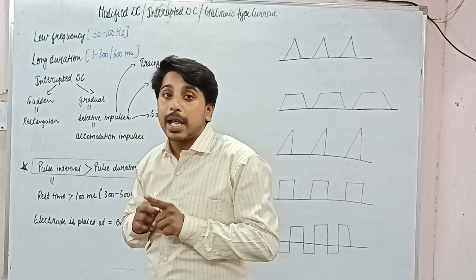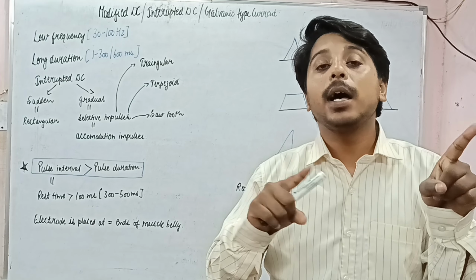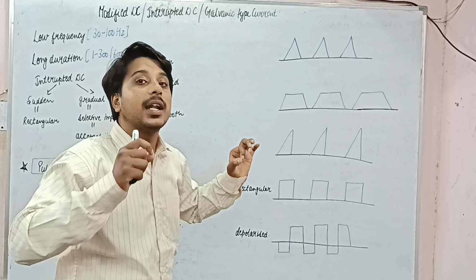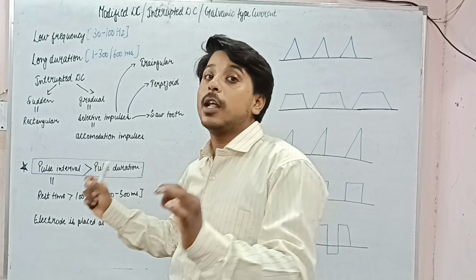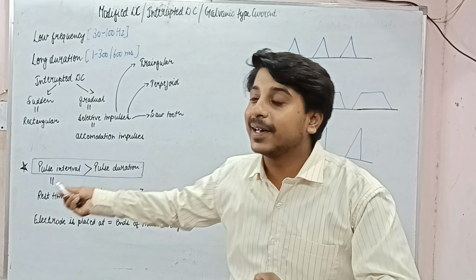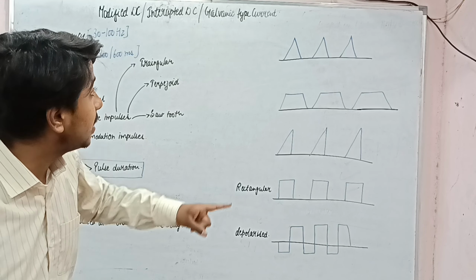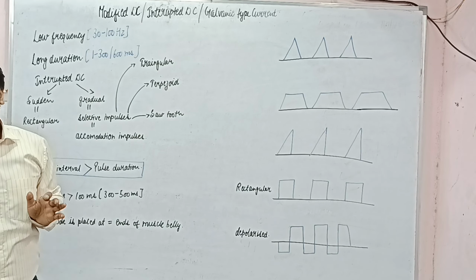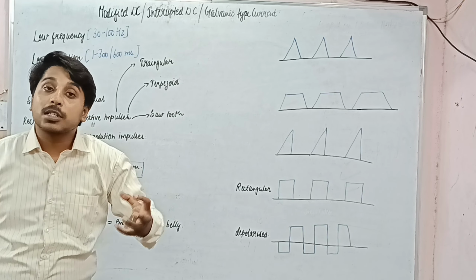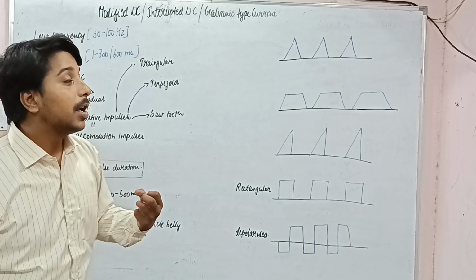In our previous lecture, which was on therapeutic current, we used that current to stimulate the innervated fiber, that is the muscle which is properly innervated, with the intact nerve supply. But what about the denervated fibers? Here comes the modified DC or interrupted DC, also called galvanic type of current. It is used to stimulate the denervated fiber, that is the muscle fiber which has a nerve supply that is not adequate.